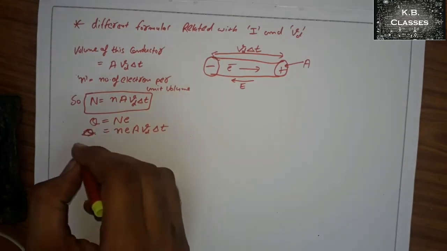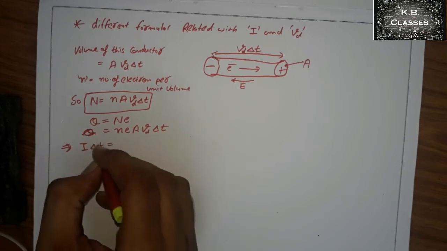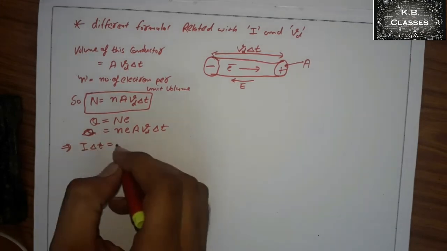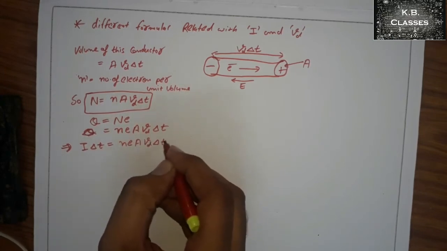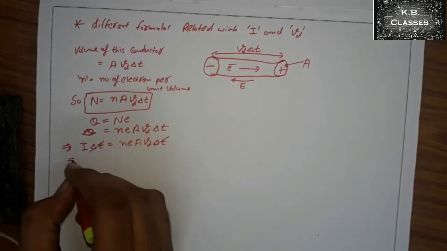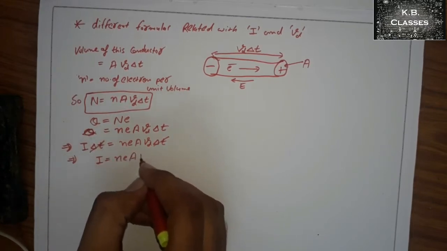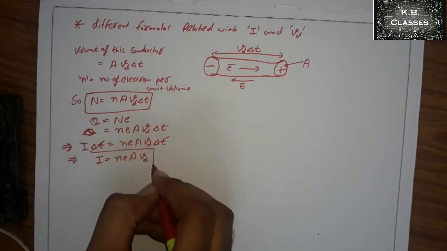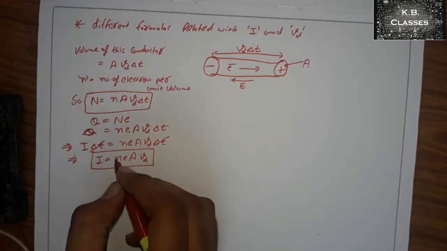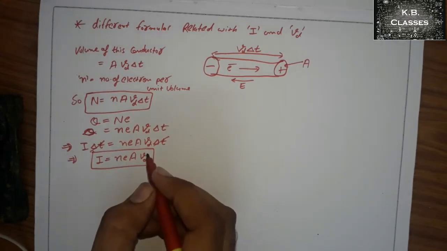Now we know that we can write charge as the product of I into delta t. We can write charge as electric current into delta t. By putting this and simplifying, we get I equal to n e A Vd. This is the formula of electric current. This formula shows the relation between electric current and the drift velocity.